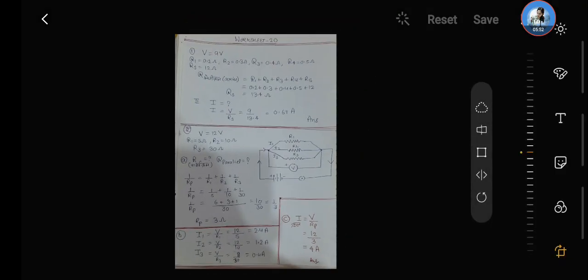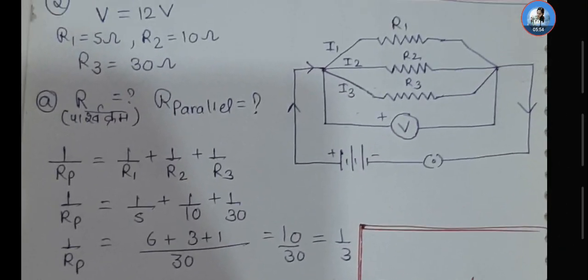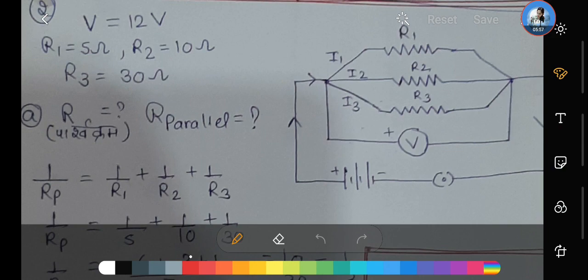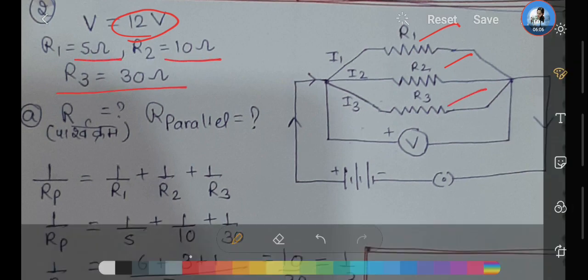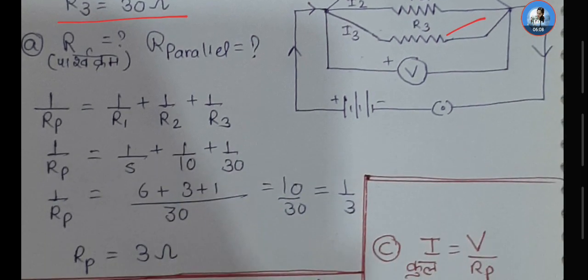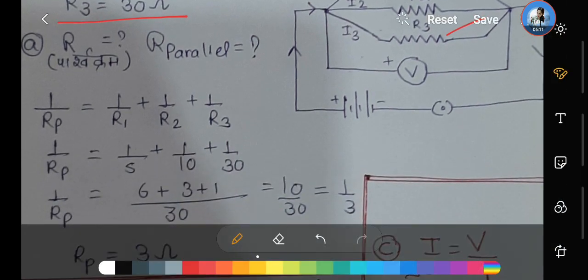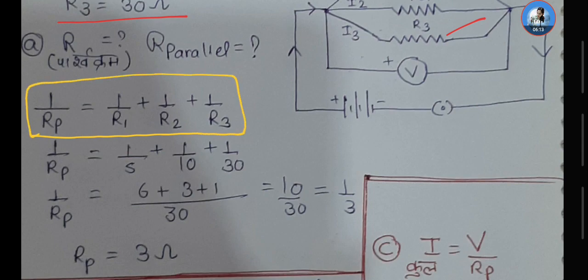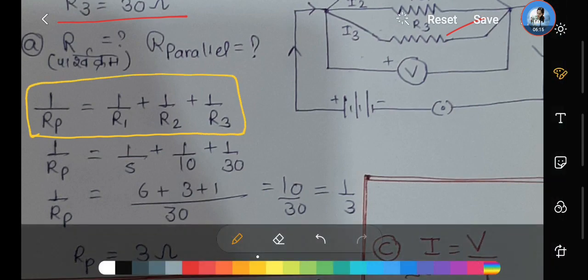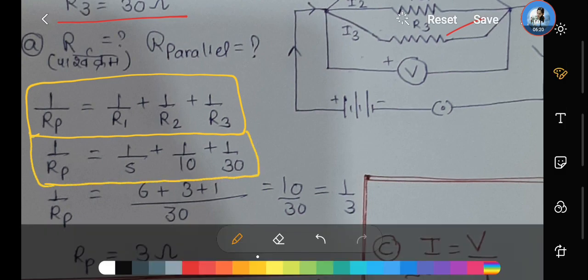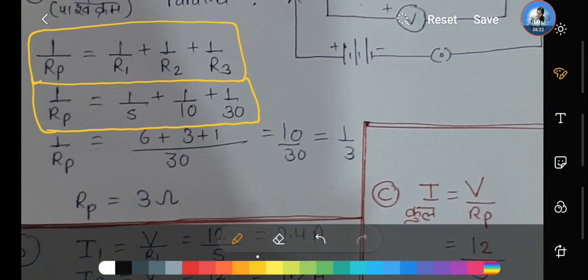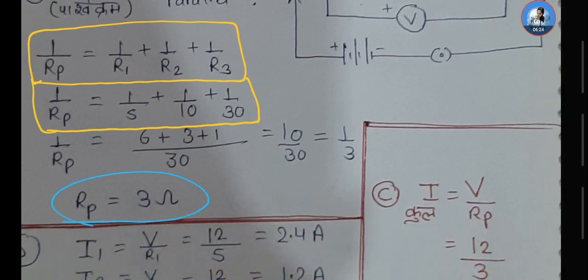This is the circuit diagram of question number 2. It's our example number 2. Here you are given the voltage 12 volt and 3 resistances, they are connected in parallel. R1 is 5 ohm, R2 10 ohm and R3 30 ohm. And what is the formula of parallel, students? 1 by R1 plus 1 by R2 plus 1 by R3. So we have to put the values of R1, R2 and R3 here. And now we get the total resistance in parallel, that is equal to 3 ohm.